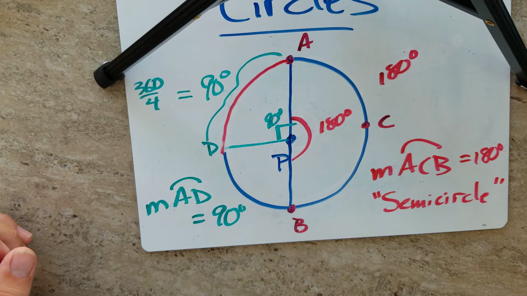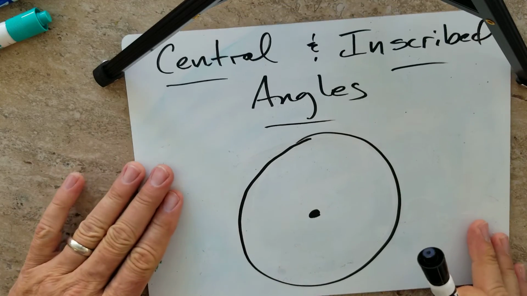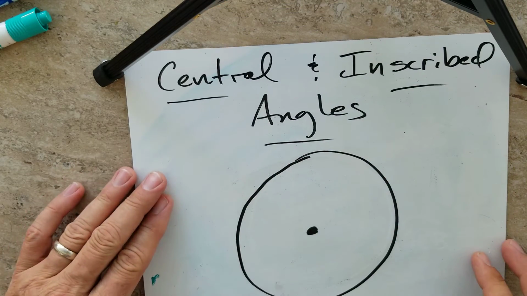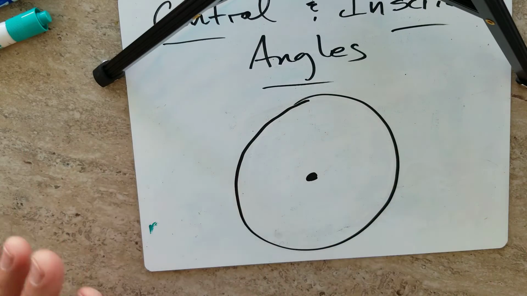You'll learn some more. Let me pause for a second. Come back. All right, so here we're back. I want to talk to you about two things, central and inscribed angles. This is in your notes, but I want to talk to you a little bit about it. Don't you love my beautiful circle? It was supposed to be a little more circle-ish, but it is what it is.